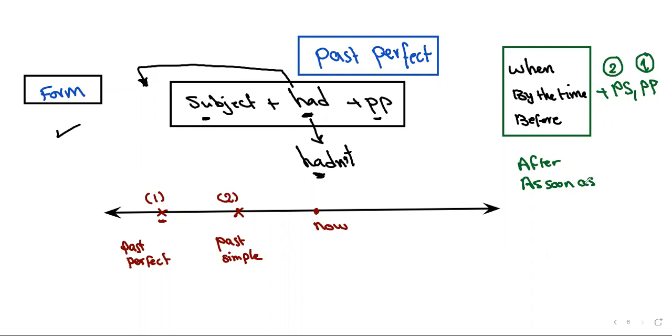After and as soon as, we have the past perfect first, and after that, we have the past simple. In other words, we have the first action first and the second one after that. So these are the linking words used to connect the two tenses, the past simple and the past perfect.